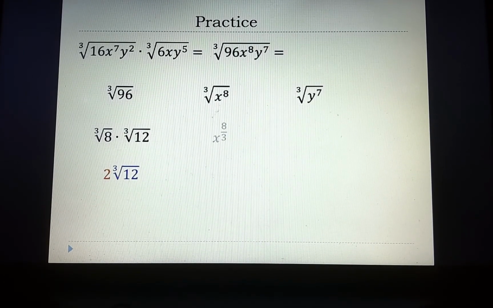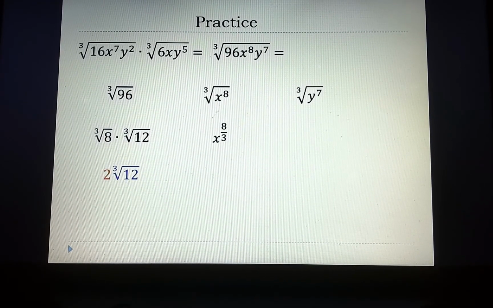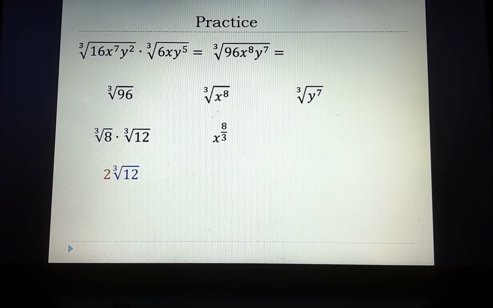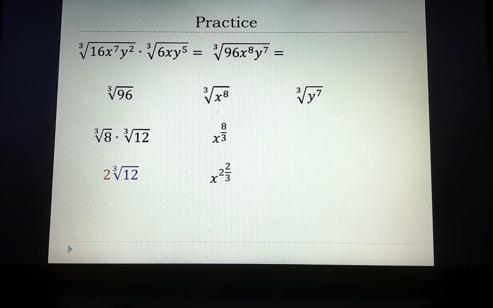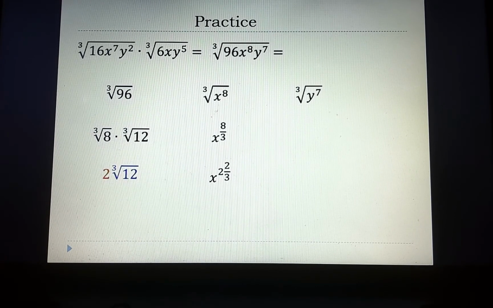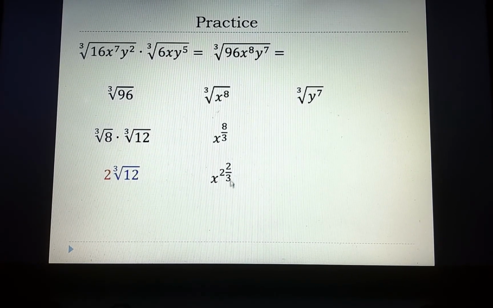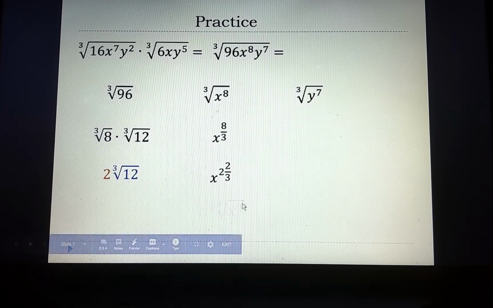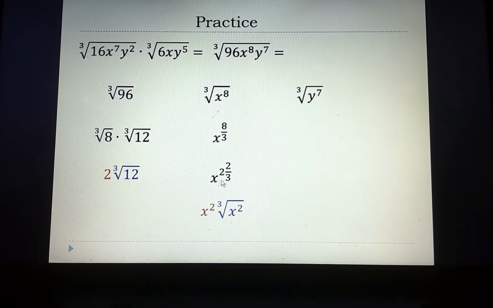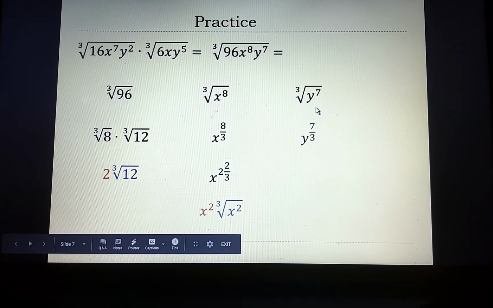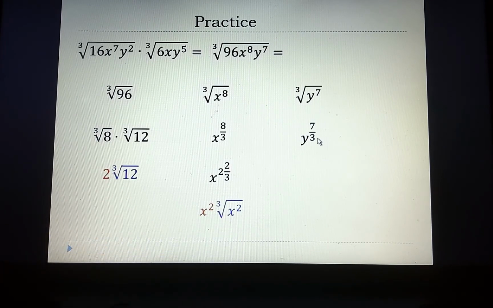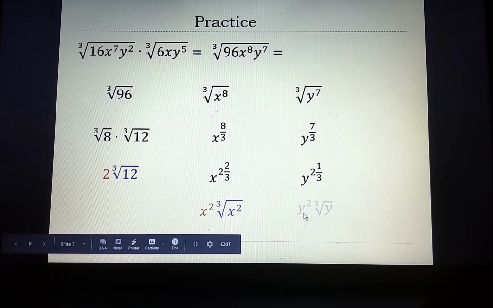3rd root of x to the 8th gets rewritten as a fractional exponent. And then divide the fractional exponent. So 8 divided by 3 is 2 2/3. Keep the x squared. Take the 2/3, turn it back into a radical. So that became the 3rd root of x squared. Okay, same thing with my y's. Becomes 7 over 3. Divide that. You get 2 1/3. So I have a y squared and a 3rd root of y.